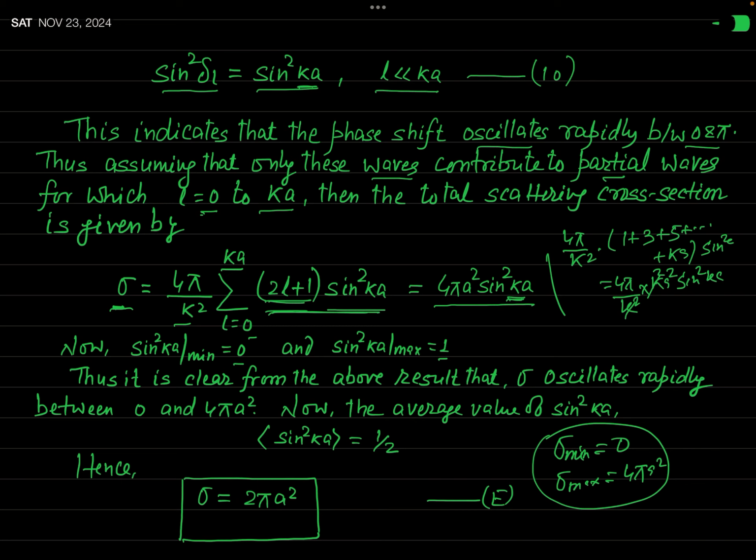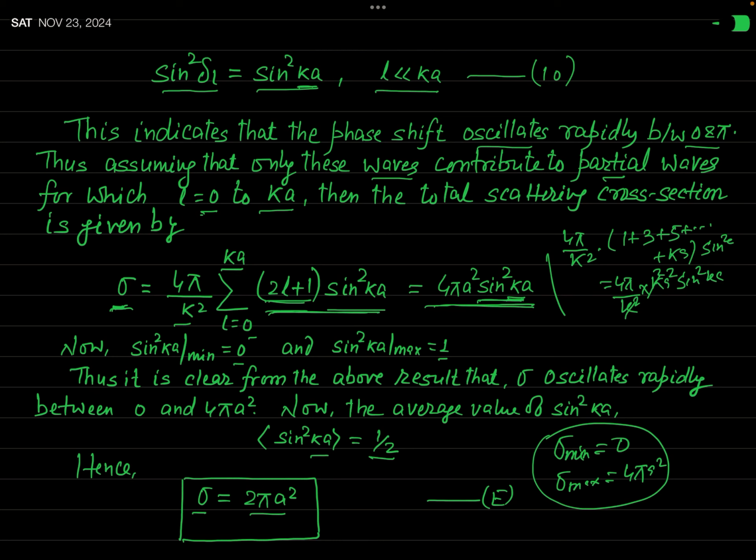So in fact, the observed value of total cross section will be the mean value of this 4 pi A square sine square Ka. 4 pi A square is a constant factor. So for getting the observed value of a scattering cross section, you have to take the average value of sine square Ka. And you know the average value of sine square Ka is what? This is 1 over 2. This is simply 0 plus 1 over 2, that is 1 over 2. Therefore, the observed value of a scattering cross section in this case is sigma equal to 2 pi A square.